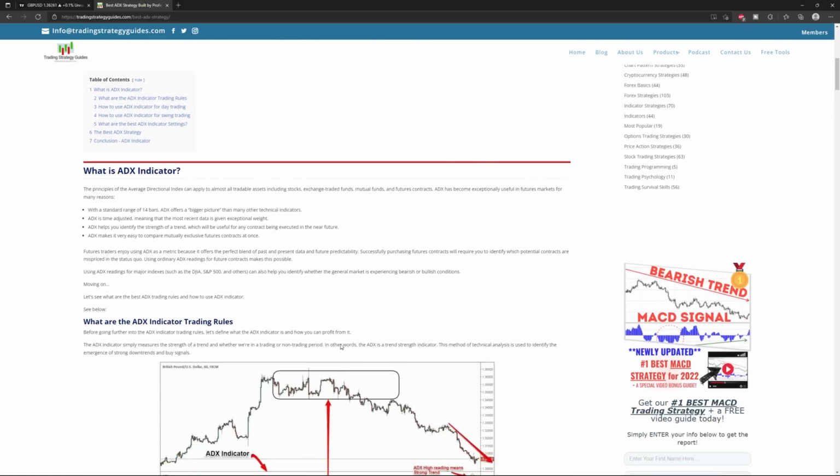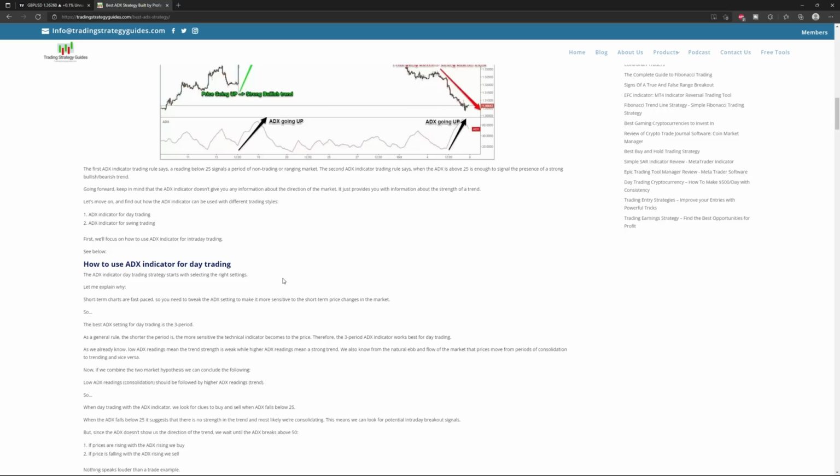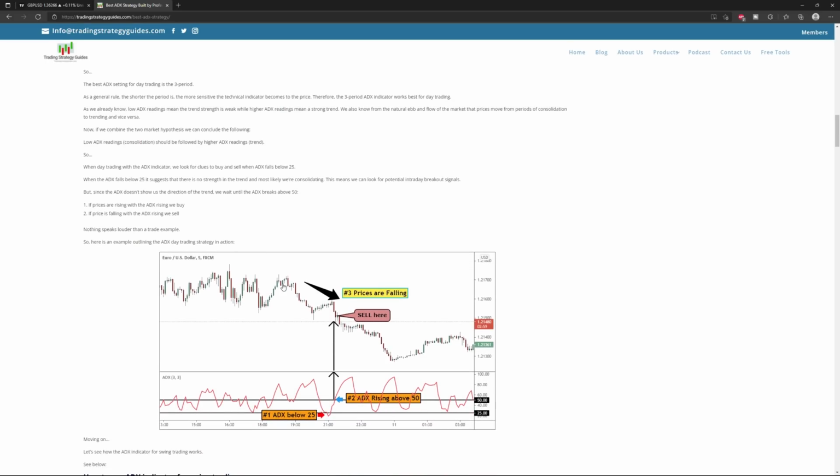So if we scroll down a little bit, they kind of explain what the ADX indicator is and then provide a few trading strategies for it. The one I'm going to be testing is the day trading strategy for the 5-minute time frame that they show here. How it works is very simple. It's going to be using the ADX indicator with the settings 3 and 3, so much lower than default settings.